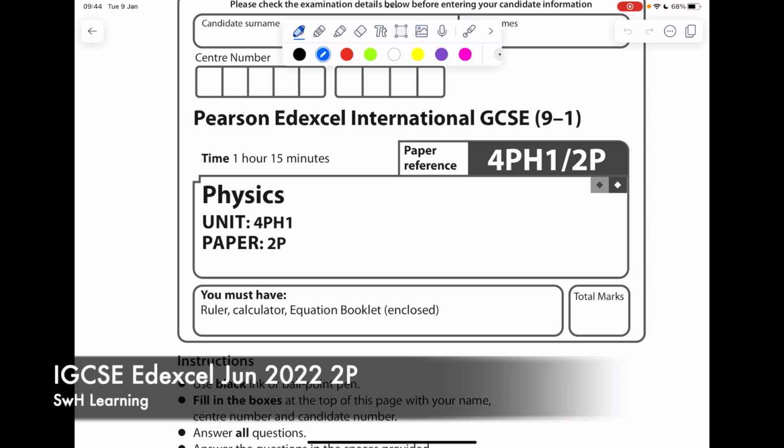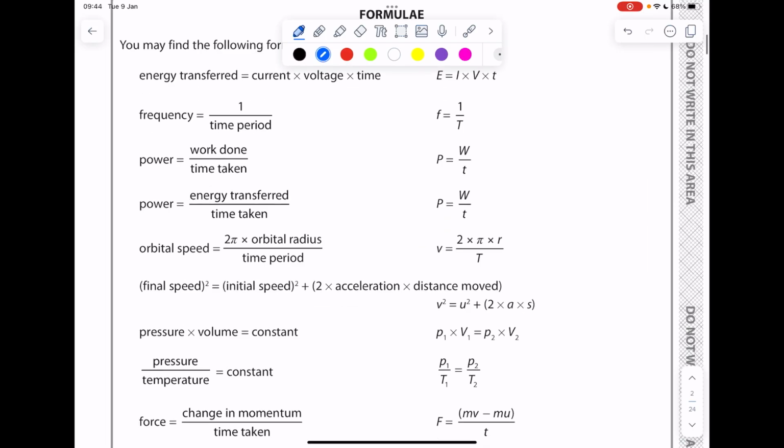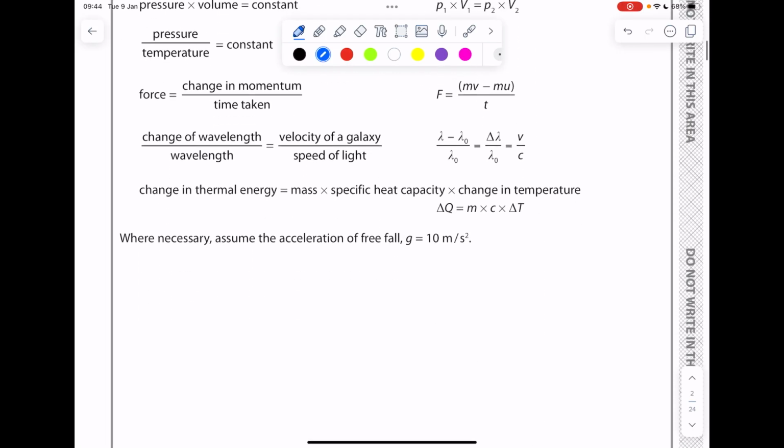This is an IGCSE Edexcel Physics Paper 2 talk-through from June 22. There's our all-important equation sheet.